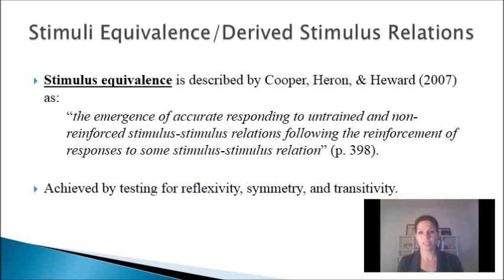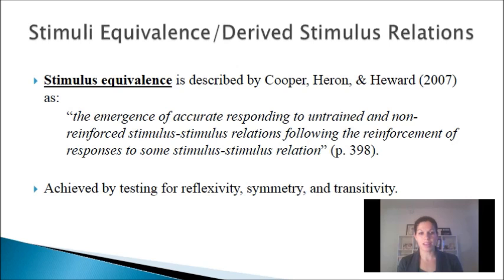Stimulus equivalence is described by Cooper, Heron, and Heward as the emergence of accurate responding to untrained and non-reinforced stimulus relations following the reinforcement of responses to some stimulus relation. This is achieved by testing for reflexivity, symmetry, and transitivity.